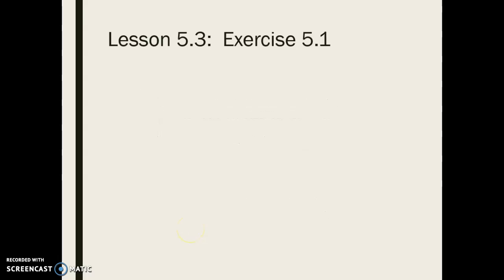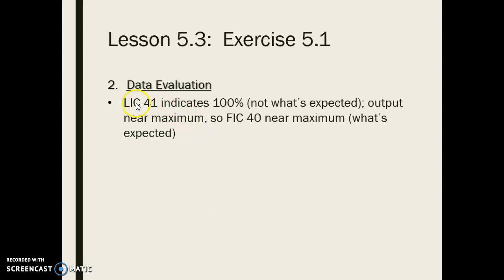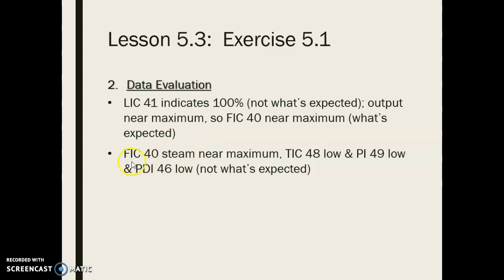Okay, so let's see what we have. Now we're going to evaluate the data. LIC 41 is at 100%. That's not expected because it's supposed to be running at 50. The output is near maximum. So FIC 40, the flow of steam to the reboiler, is near maximum. That's expected. The FIC 40 steam is near maximum and TIC 48 is low, so that's not what's expected there. And then the pressure indicator is also low. Again, not reading correctly, not what we expect.